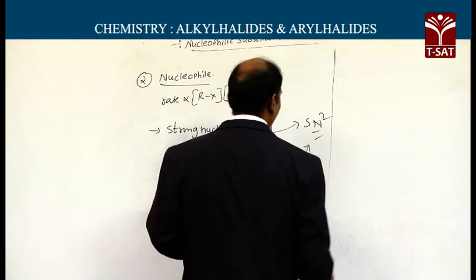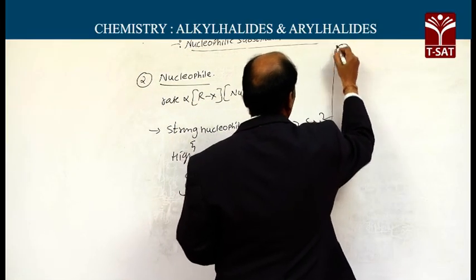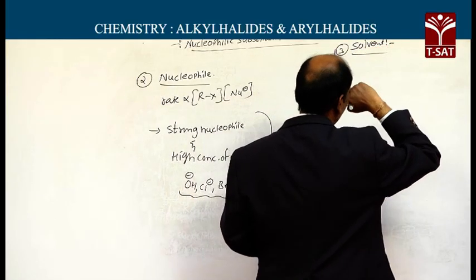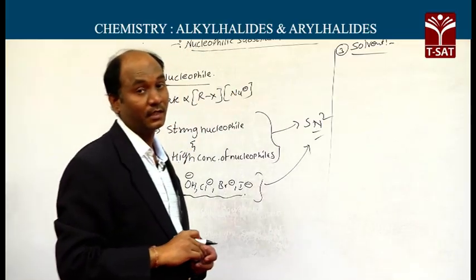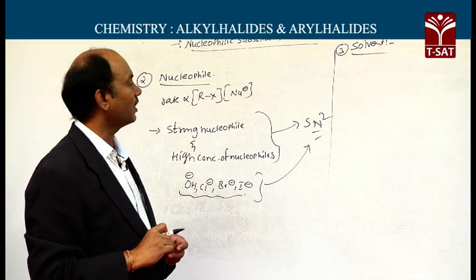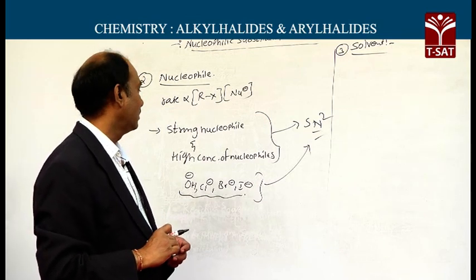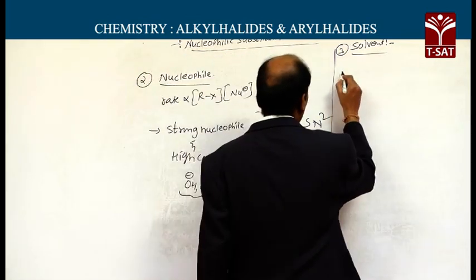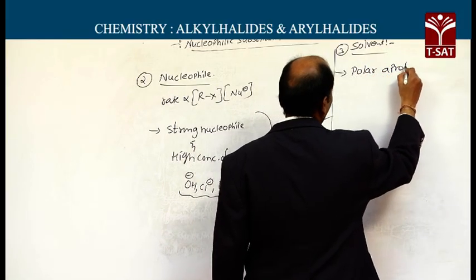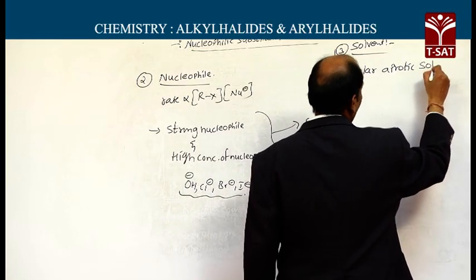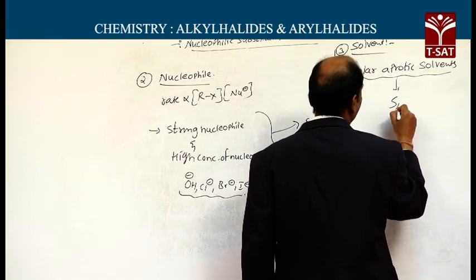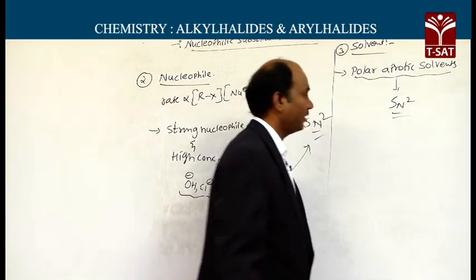Next, after nucleophiles, the third one is how solvent affects the rate of SN2 reaction. Here we have already discussed that solvents are of two types, polar solvents and non-polar solvents. And polar solvents are again two types, polar protic solvents and polar aprotic solvents. Here polar aprotic solvents favor SN2 reaction.